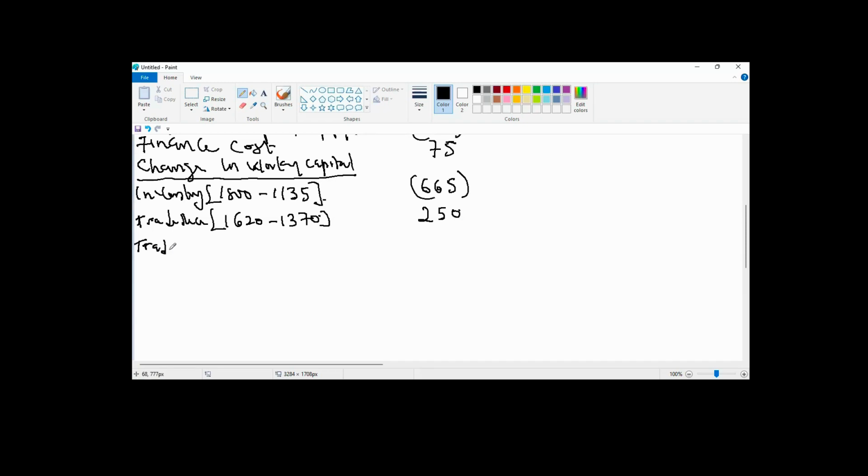Trade payable. What is the trade payable at the beginning? 1,760 at the beginning, and at the end 1,370. So 1,760 minus 1,370. I will interpret to know whether it is inflow or outflow.